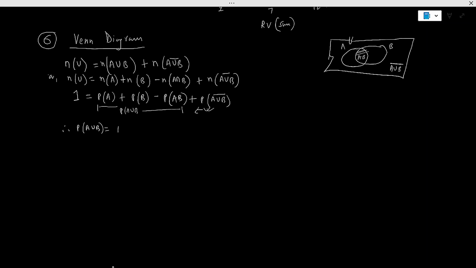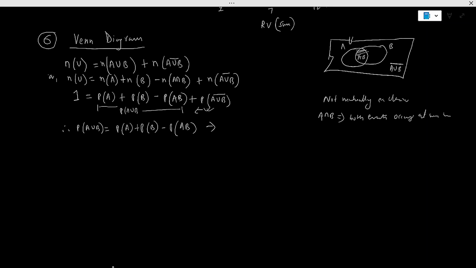Therefore, the probability of A union B is equal to the probability of A plus the probability of B minus the probability of A intersection B. It is due to this existence of the common region A intersection B that the events A and B are not mutually exclusive. A intersection B here allows for the occurrence of the events A and B at the same time, which is against the principle of mutually exclusive events. Mutually exclusive events are those events that cannot occur at the same time. If one event occurs, then the other event does not occur.